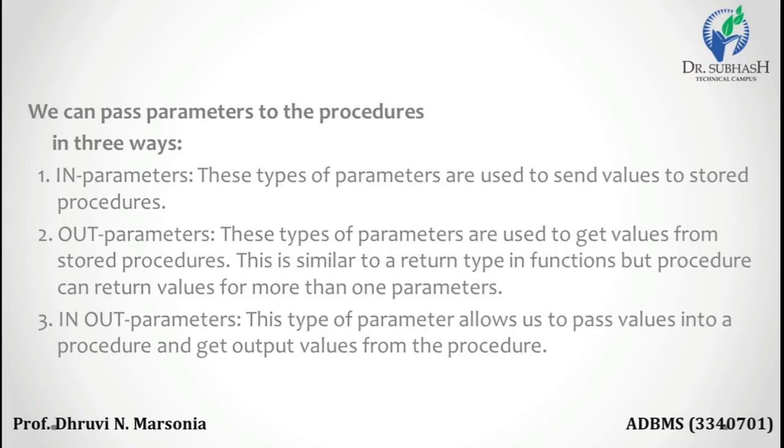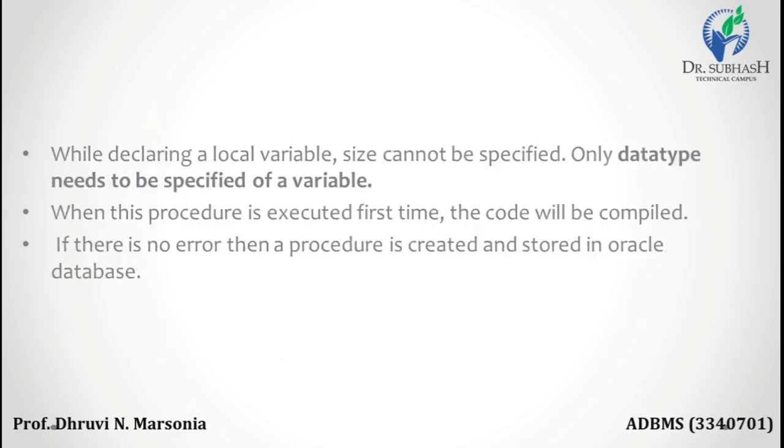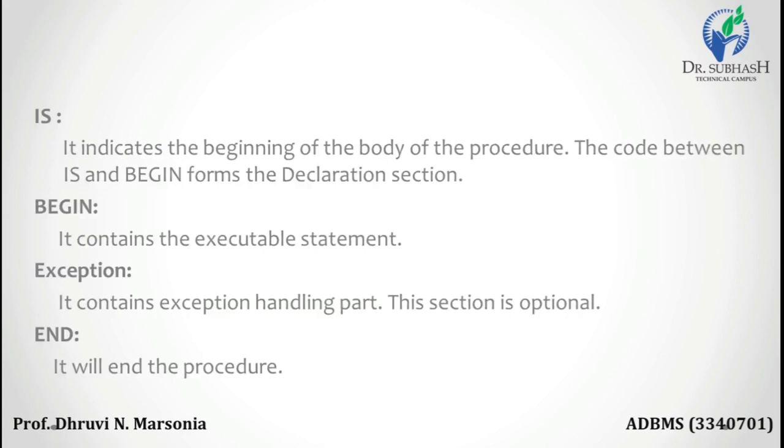An IN OUT parameter allows us to pass a value into the procedure and get the output value from the procedure. While declaring a variable, size cannot be specified, only the data type needs to be specified. When the procedure is executed the first time, the code will be compiled, so we need to execute it first. If there is no error, then the procedure is created and stored in the Oracle database. If it has any error, then the error will be displayed.